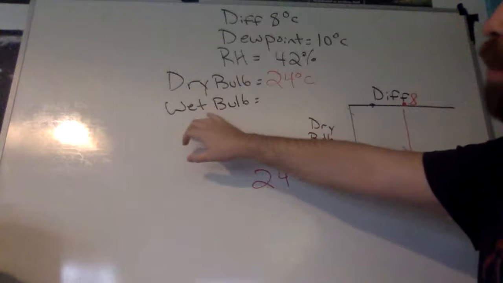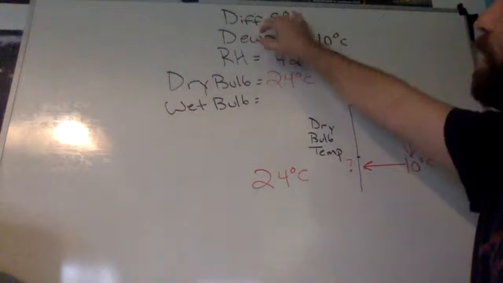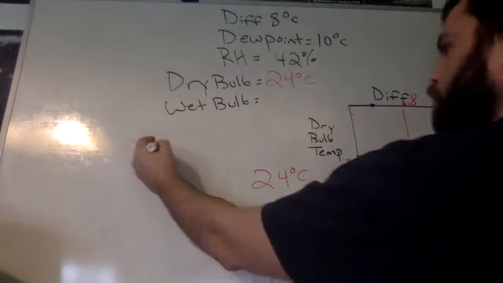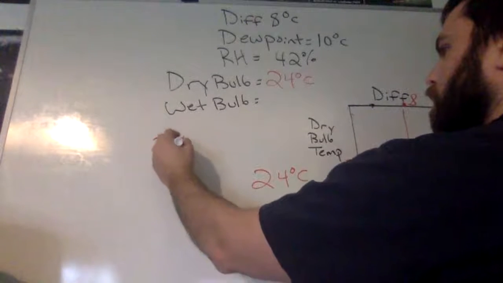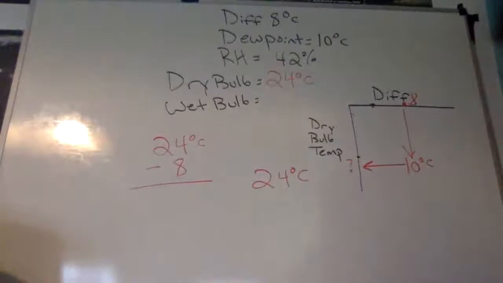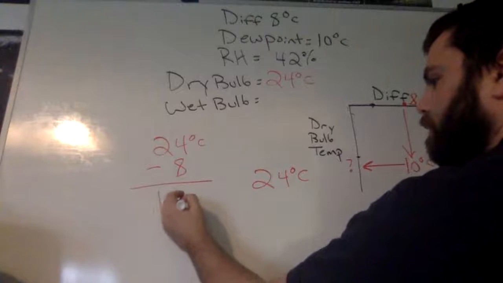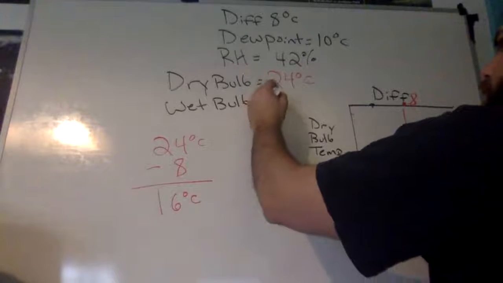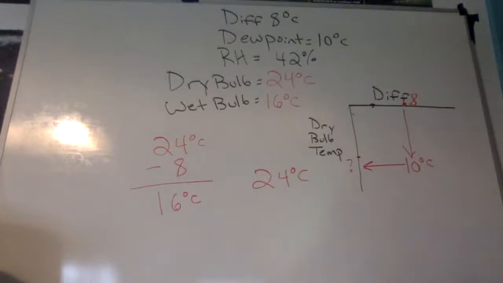Now, remember, to get the wet bulb, it's only the difference. So what you're going to do is you're going to do 24 degrees Celsius minus 8. Okay? So all you're doing is 24 minus 8, and you're going to get 16 degrees. So that is your dry bulb and your wet bulb.